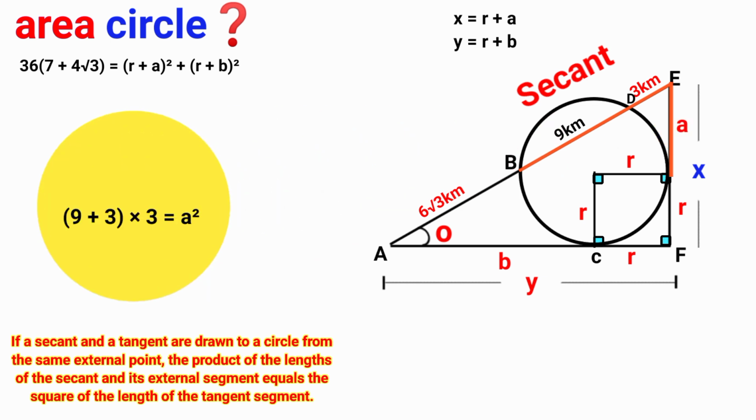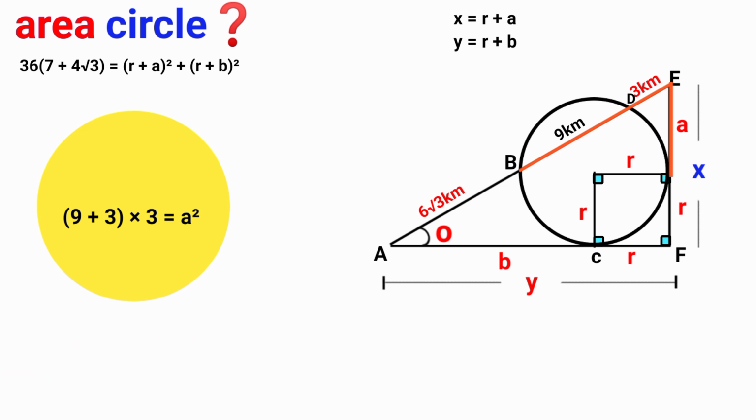So (9 + 3) times 3 equals a squared. 9 plus 3 is 12. 12 times 3 is 36. So 36 equals a squared. Take the square root of both sides. Here the square root of a squared is a, while here the square root of 36 is 6. So a equals 6.